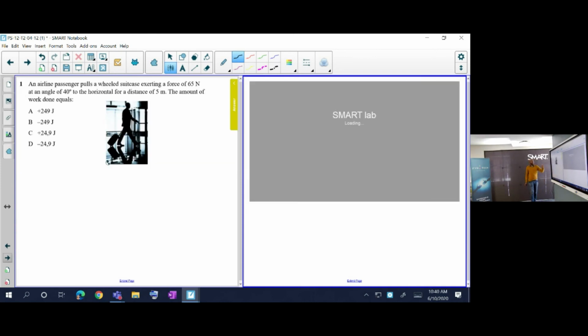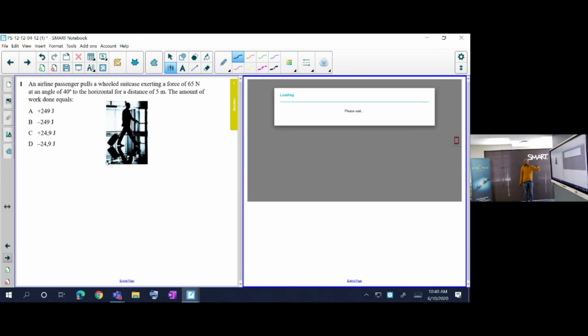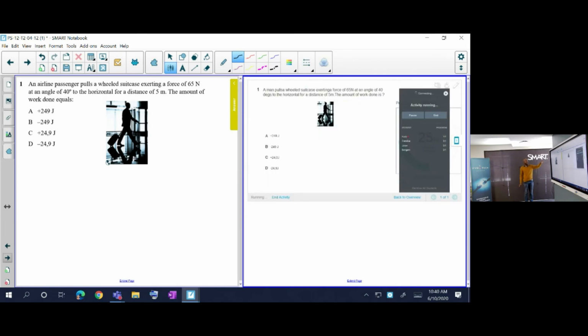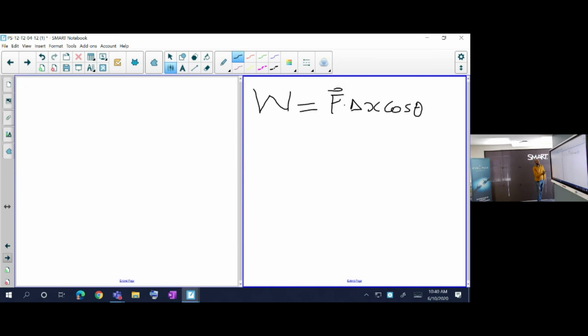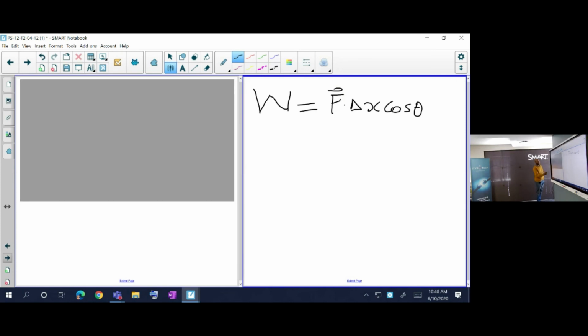If you can just look at this, I said you start by writing down all the given information. We have a force of 65 Newton, we have an angle which is less than 90, we have a distance, displacement, which is 5. The amount of work done equals, now we have to work out 65, 40.